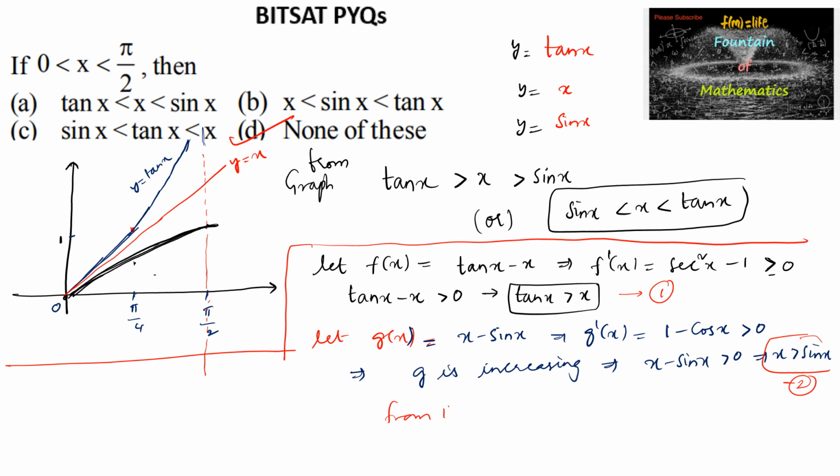From 1 and 2 we can write tan x is greater than x and x is greater than sin x, or sin x is smaller than x and x is smaller than tan x. So there is no option among A, B, C. So option D, none of this.